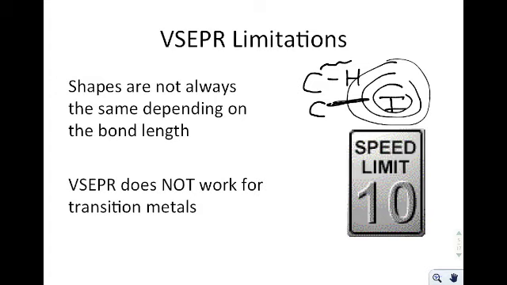Another limitation of VSEPR is that it does not work well for transition metals. Transition metals tend to have d orbitals, which are delocalized, so the electrons are kind of here and kind of not. As a result of that, it doesn't work particularly well for those transition metals.